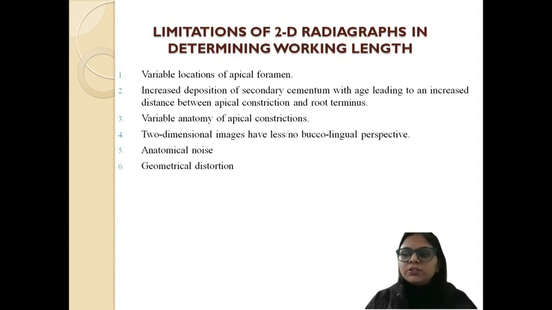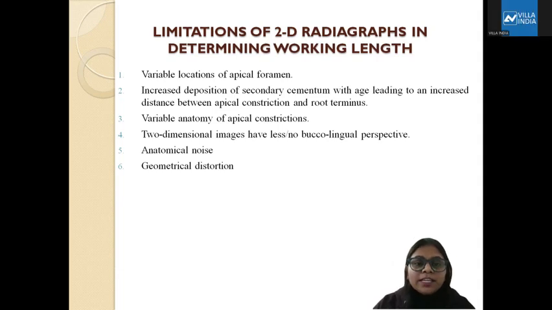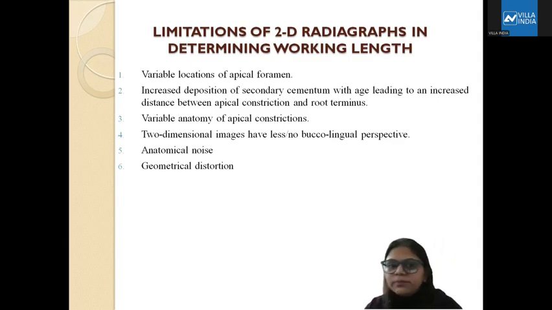So first is the variable locations of the apical foramen. The apical foramen is not always located at the root terminus, and we see different variations of around 3 mm in about 50 to 98% of the patients, as the study says. Next is that with increasing age, the distance between the apical constriction and the root terminus increases. That is because of the increased deposition of secondary cementum with age at the apex. So that is one of the problems that arises with the two-dimensional radiographs.